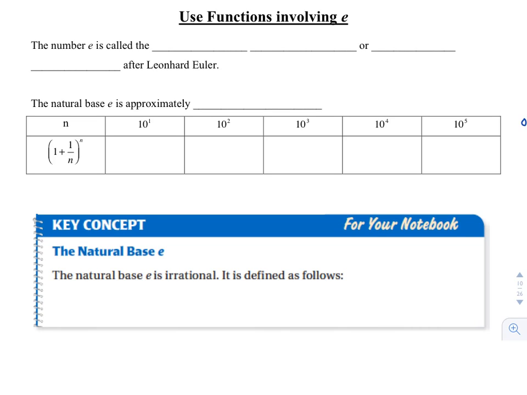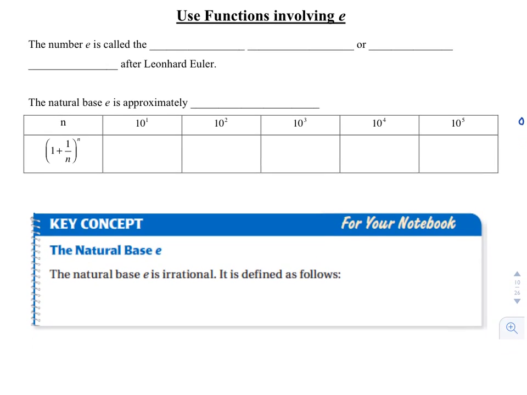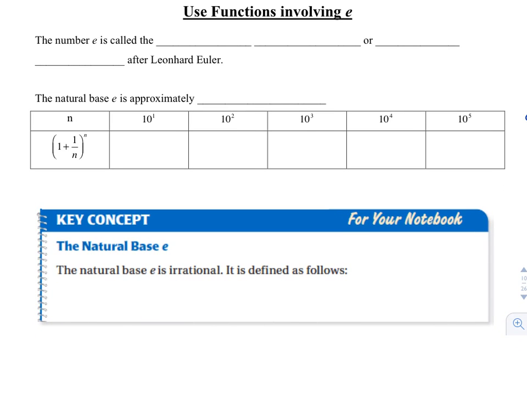Use functions involving e. The number e is called the natural base because it turns out it occurs a lot in nature, or the Euler number after Leonhard Euler. The natural base e is approximately 2.72.